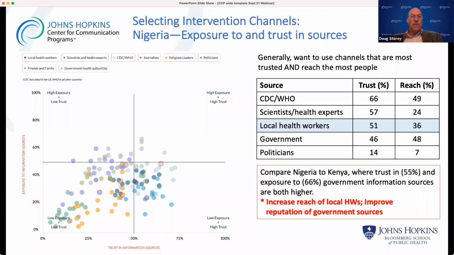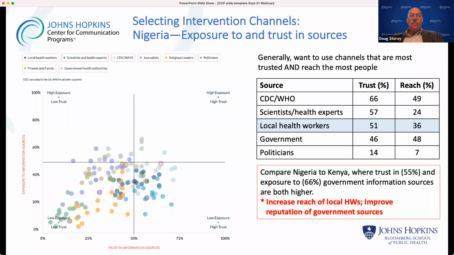Generally, when we think strategically about the use of channels or sources, we would want to select the channels that are most trusted and those that reach the most people. So we can use this kind of breakdown to think about who might be the most trusted, who we might deploy in order to deliver our information. Now, because we don't have much control over CDC and WHO spokespeople, and perhaps not as much control over scientists and health experts, it's possible that in Nigeria, a good choice for delivering our information would be local health workers or possibly local government.